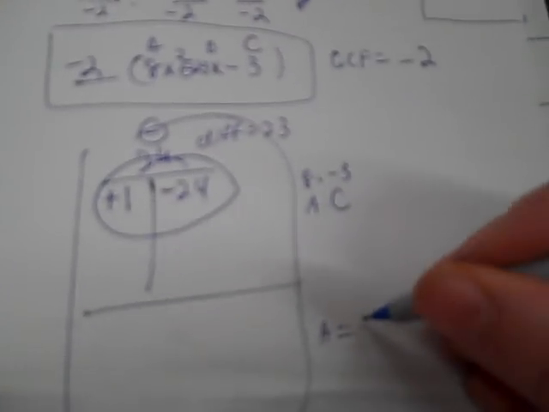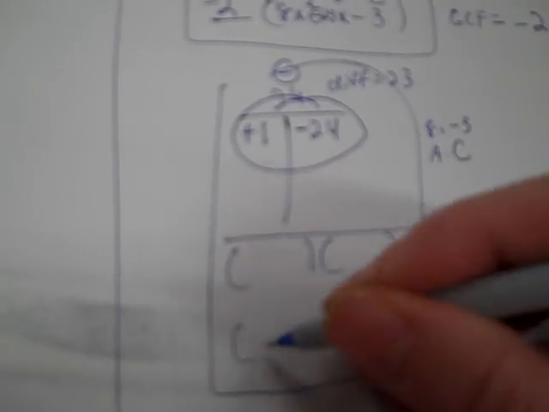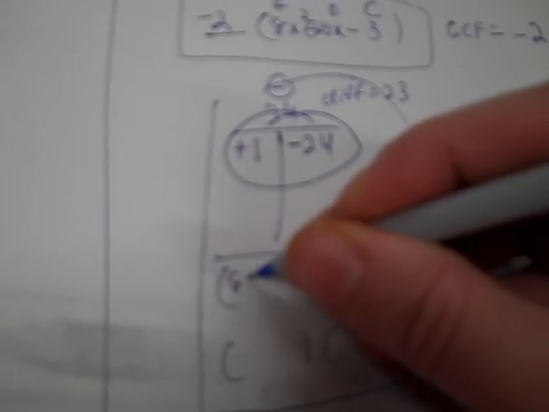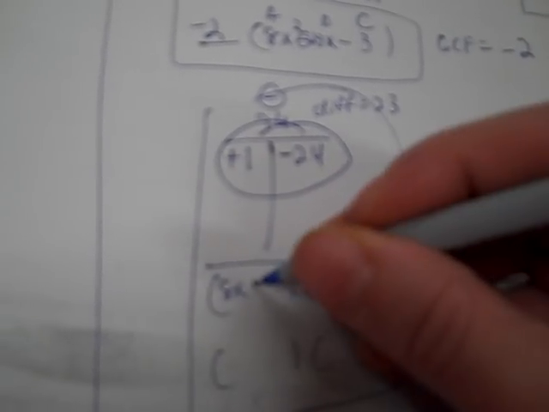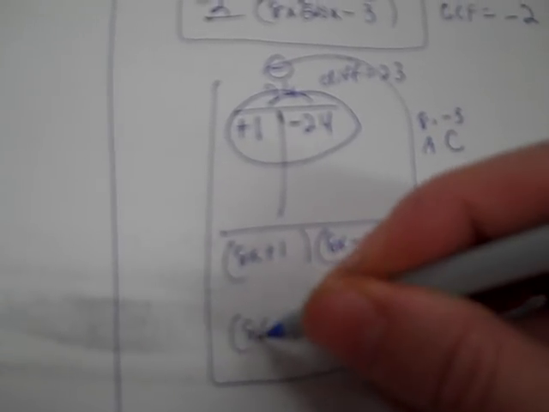Okay, now A, go find your x squared, and it's 8. So obviously you need 4. So 8x, 8x, and then plus 1 minus 24. Now that has a GCF of 1.